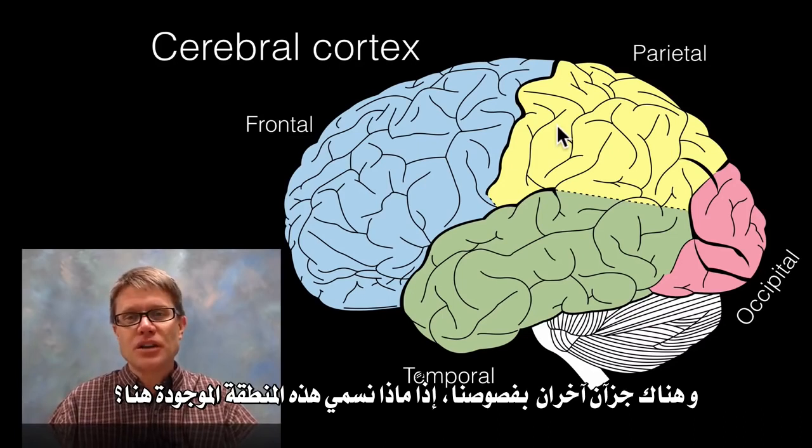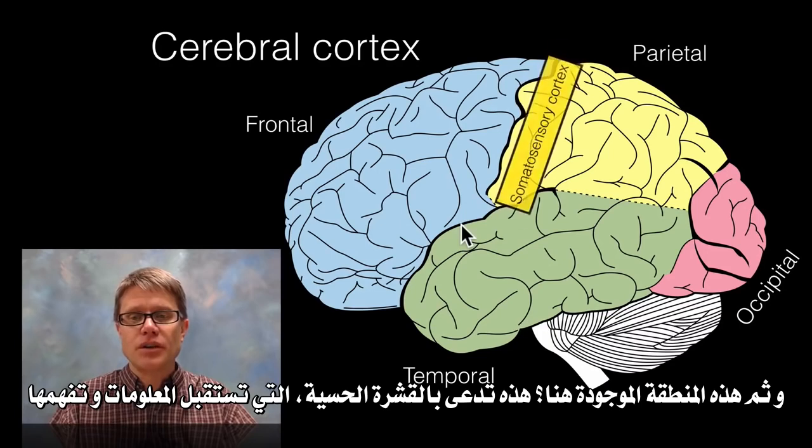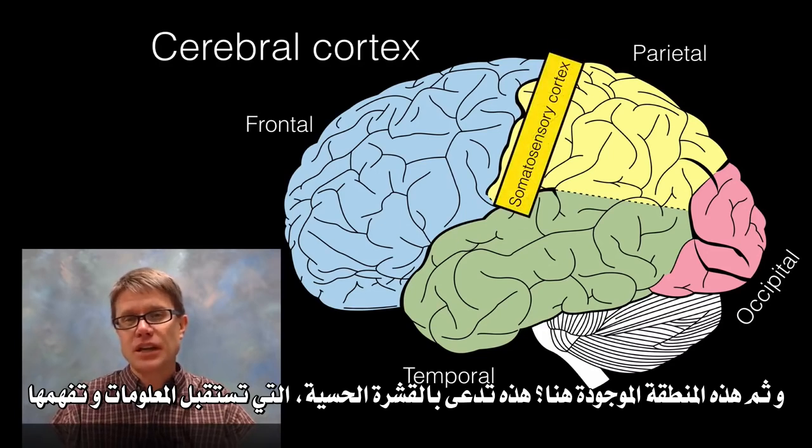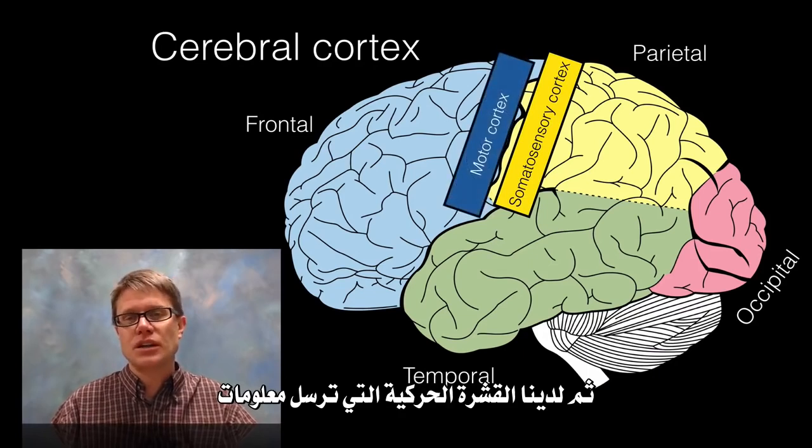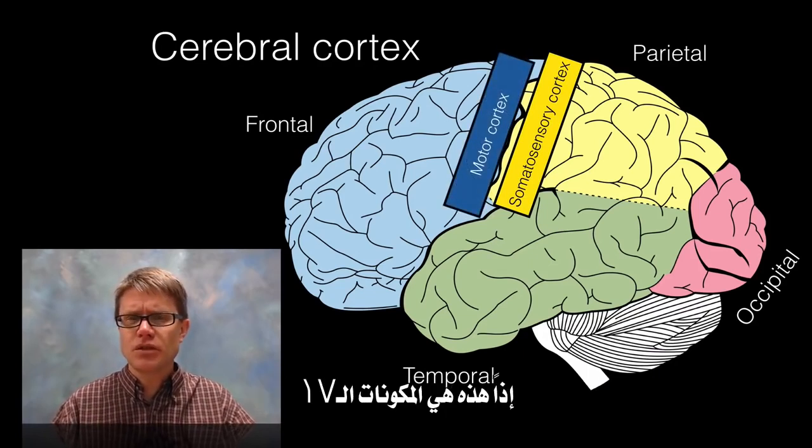Now there are two other parts in our lobe. So what do we call this area right here and then this area right here? Those are called the somatosensory cortex. Remember, that takes in information, makes sense of it, and then we have the motor cortex, which is sending information out. So those are those 17 structures.